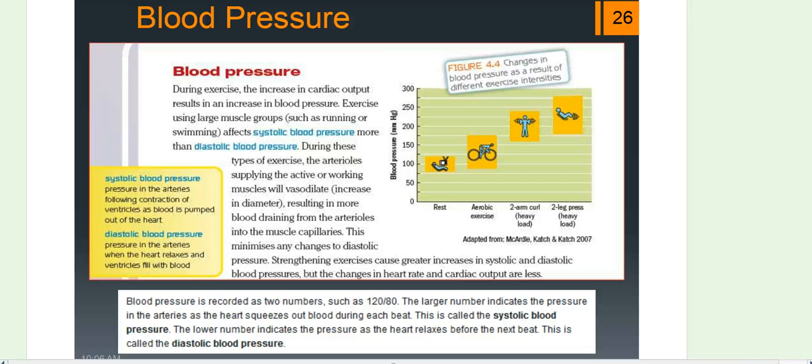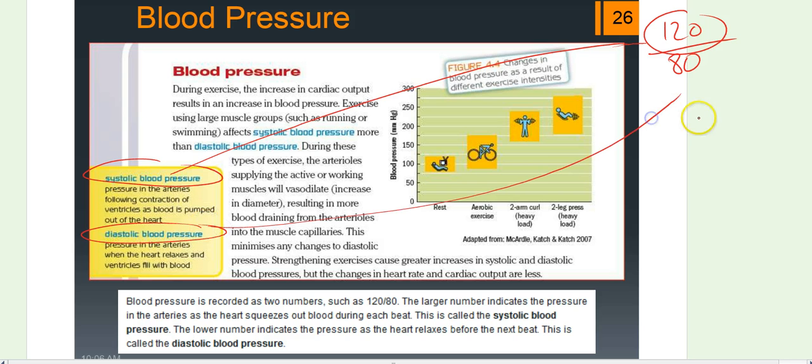Blood pressure: we have two measures of blood pressure. So a normal blood pressure at rest would be seen as 120 over 80. The 120 is our systolic blood pressure. Our 80 is our diastolic blood pressure.